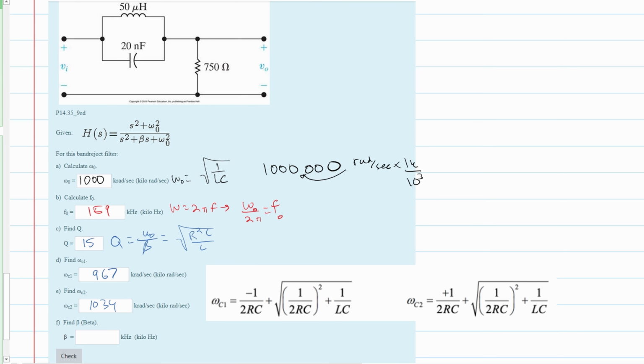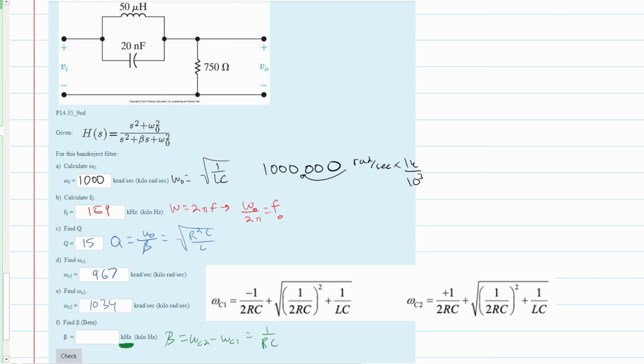Now we need to find our beta, B. And to find beta, just like in looking for Q, there are two different ways we can do this. Our beta is equal to the omega c2 minus omega c1, and this is equal to 1 over RC. Now, I prefer to do it like this, that way we can see what we're actually solving for. We're solving it for the omega. Now, when we look at the problem, we can see it's in kilohertz, not in rads per second.